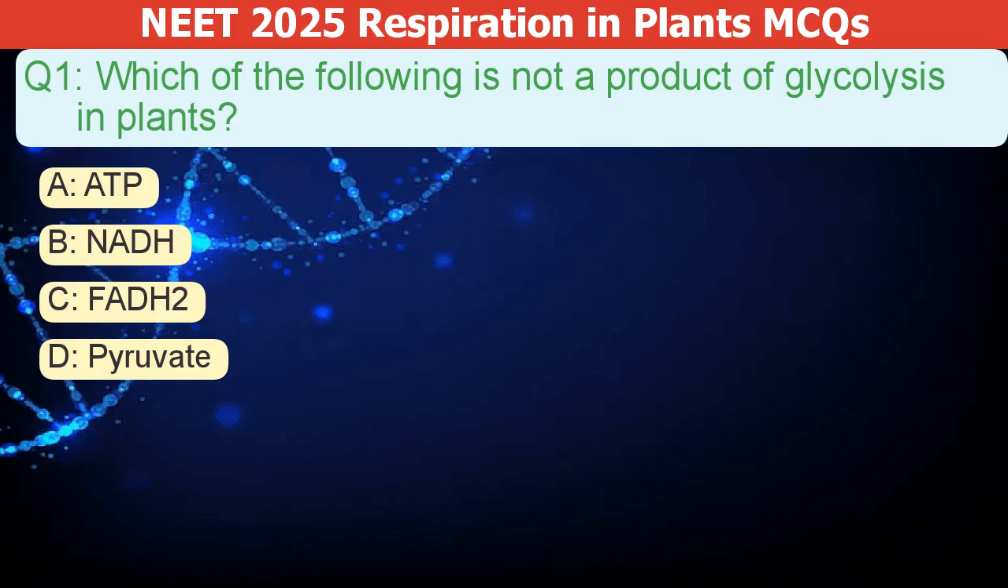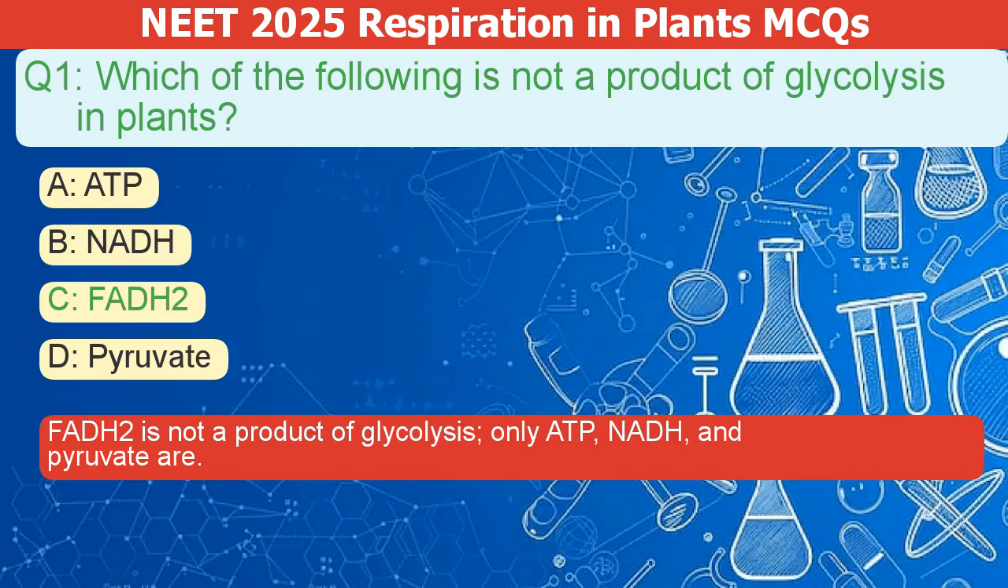Which of the following is not a product of glycolysis in plants? A. ATP. B. NAD. C. FADH2. D. Pyruvate. The correct answer is C. FADH2 is not a product of glycolysis. Only ATP, NAD, and pyruvate are.